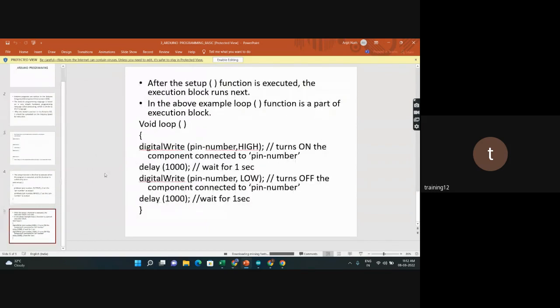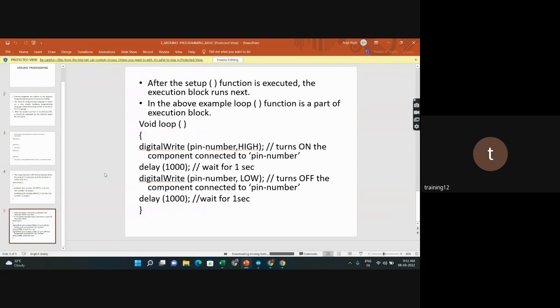After the setup function is executed, the execution block runs next. The execution block hosts statements like reading inputs, triggering outputs, checking conditions, etc.